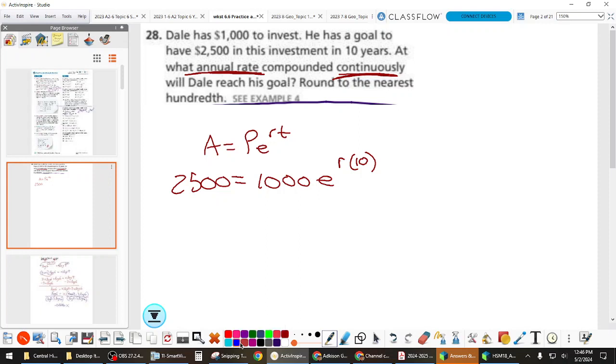You guys are scaring me. Yeah, we have to get the log or the exponent, either one, in this case an exponent, by itself. Are you good if I write this as 10R? It's the same. Good. Now we need to get that R out of the exponent. How? Yes, natural log both sides.